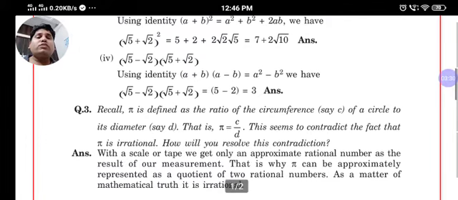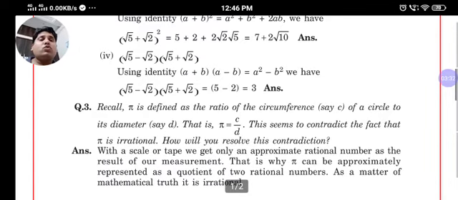The next one is root 5 minus root 2 and root 5 plus root 2. The identity is a plus b, a minus b equals a square minus b square. We have root 5 minus root 2 into root 5 plus root 2. So the square of root 5 is 5, minus the square of root 2 which is 2. So 5 minus 2 is equal to 3.